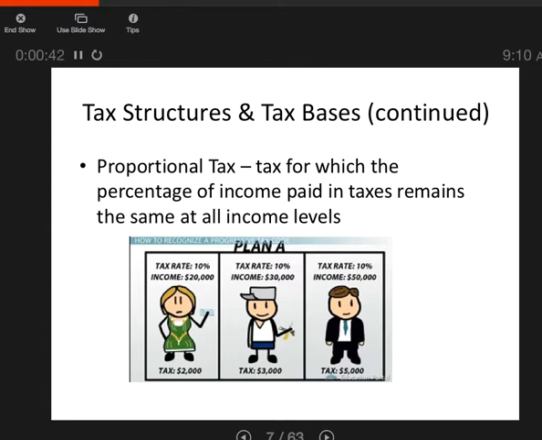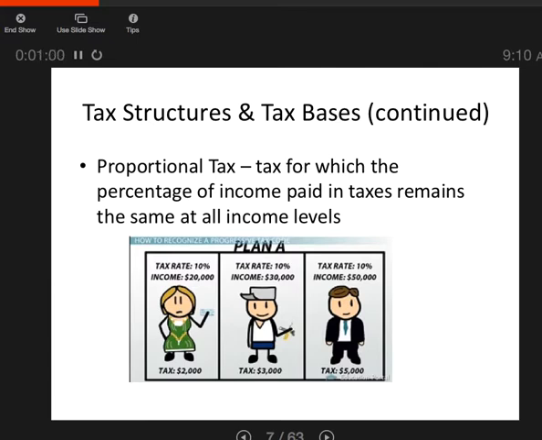This is the same idea. So if we look at these different incomes of these three individuals, $20,000, $30,000, and $50,000, we have a flat tax of 10%. Everyone pays their fair share when it comes to this. And it is a pretty solid plan.